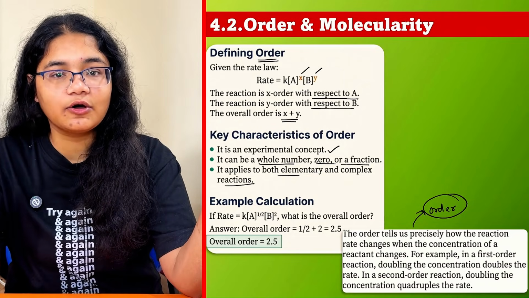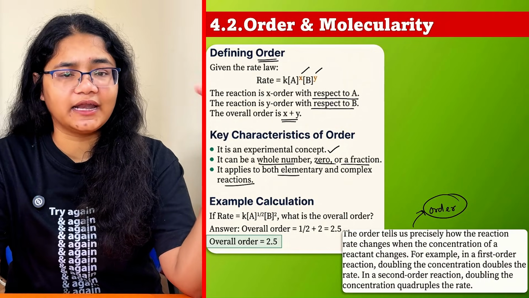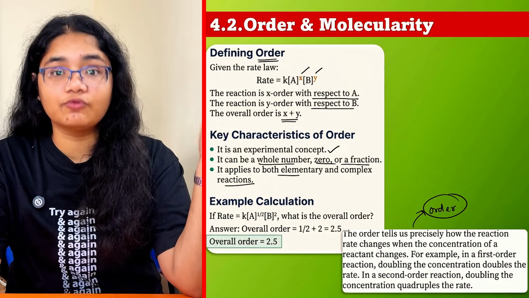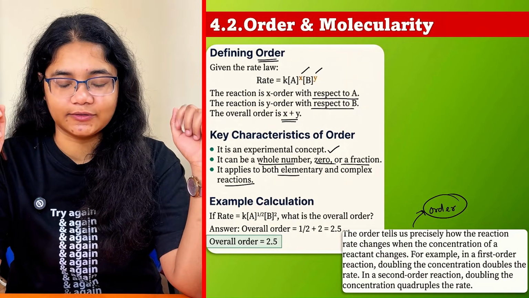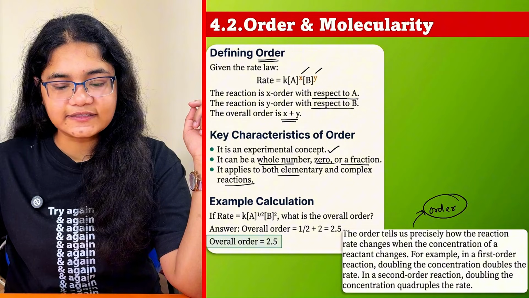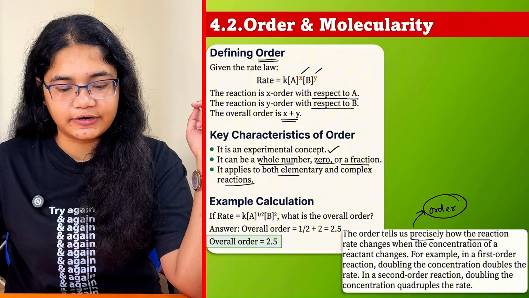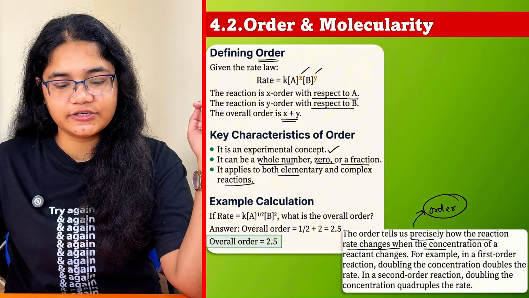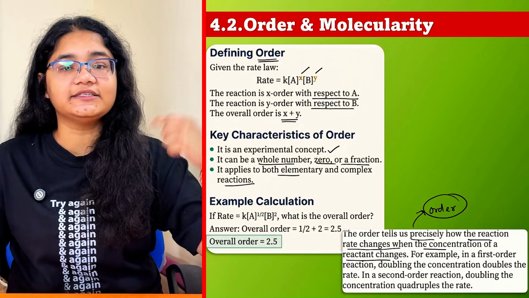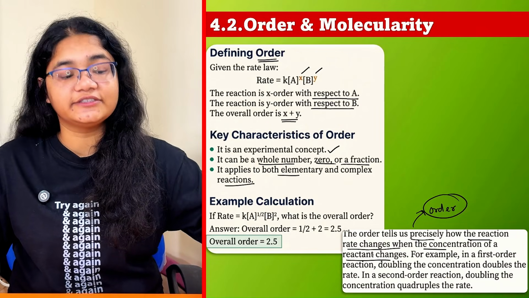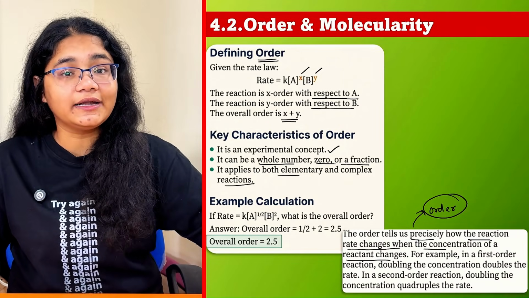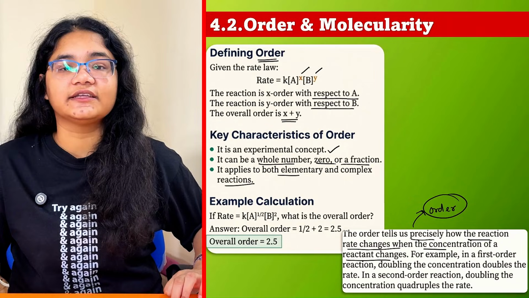It means, if you double the concentration, will the reaction rate also be doubled, or will it become 4 times, or will it have no effect? That is what is given by the order of the reaction. The order tells us precisely how the reaction rate changes when the concentration of the reactant changes. You are definitely changing the concentration of the reactant, but how does it affect the rate of the reaction? By how many times will the rate change? That is given by the order.